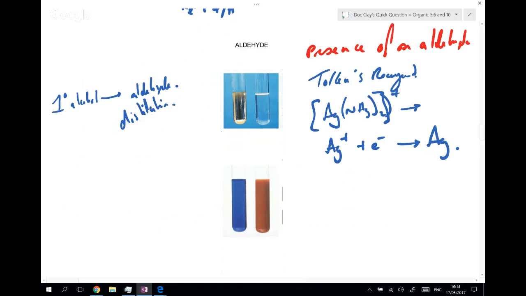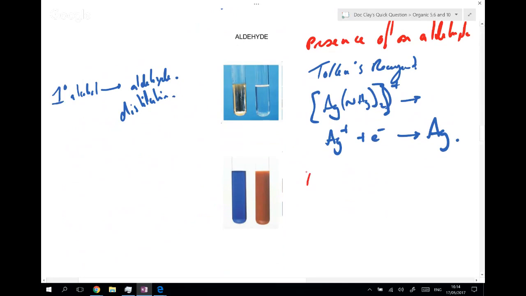The next one here is your Fehling's solution. Fehling's solution goes from that lovely blue to the brick red, again in the presence of an aldehyde. You don't need to know how to make the Fehling's solution, but know that these are both positive tests for the presence of the aldehyde.